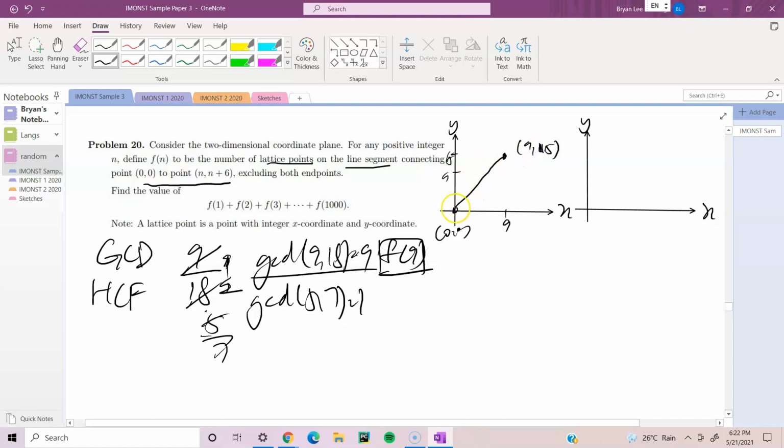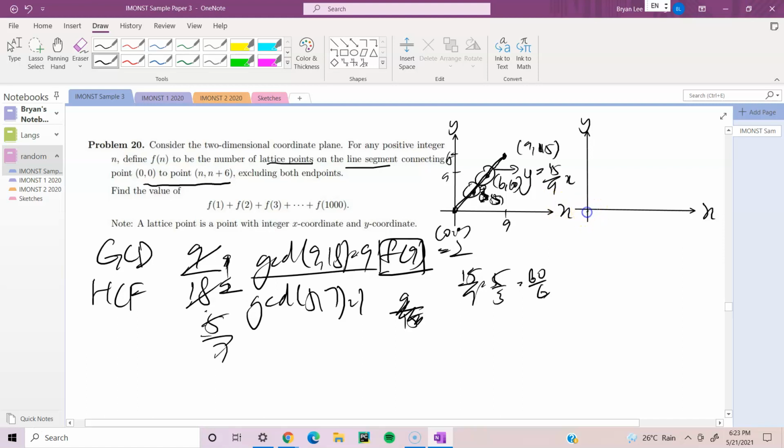Now, here, since we know that both 9 and 15 can be divided by 3, if we put it in a fraction, this line segment is part of the line y equals 15 over 9 x, right? Which is equal to 5 over 3, equal to 10 over 6, right? So as you can see, (3, 5) also lies on the line. (6, 10) also lies on the line. So in total, there are 2 lattice points excluding both endpoints. So for f9, the value would be 2. So something like that. Now we want to find this for 1,000 values. So how do we do this?